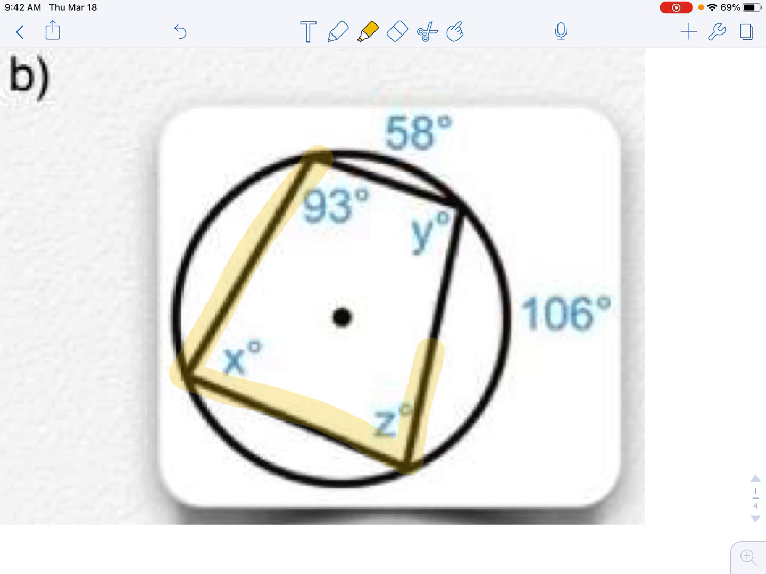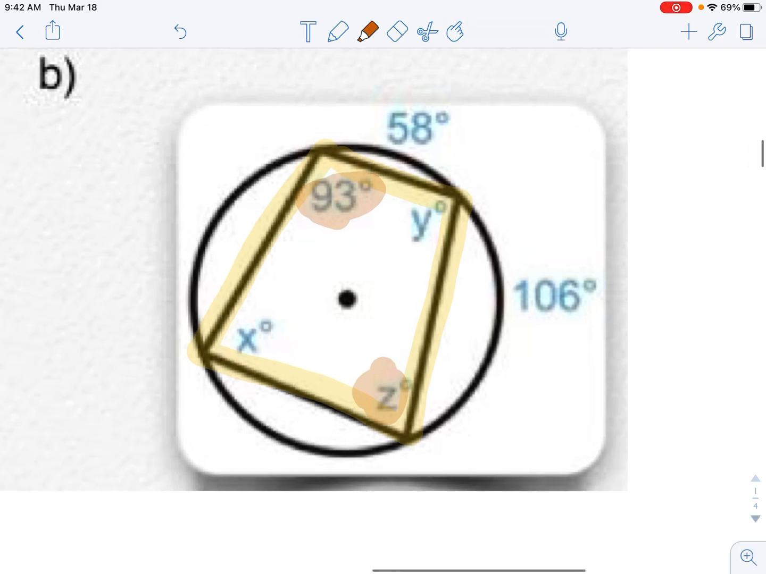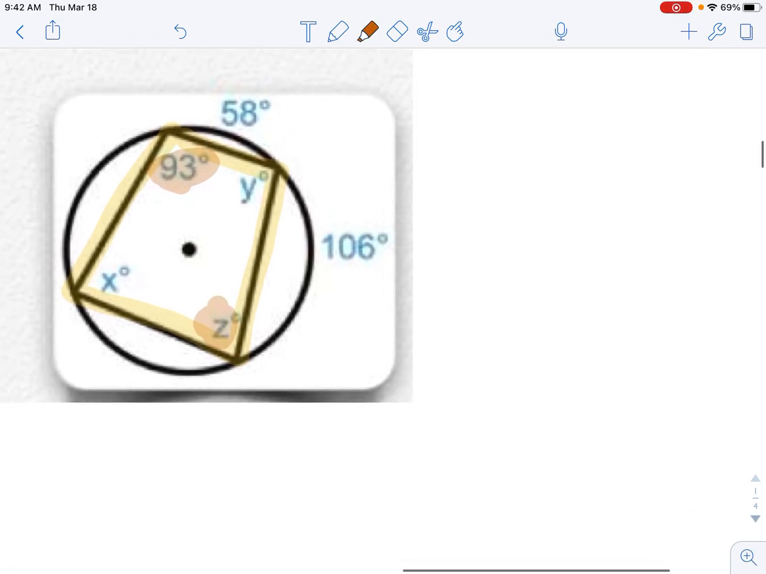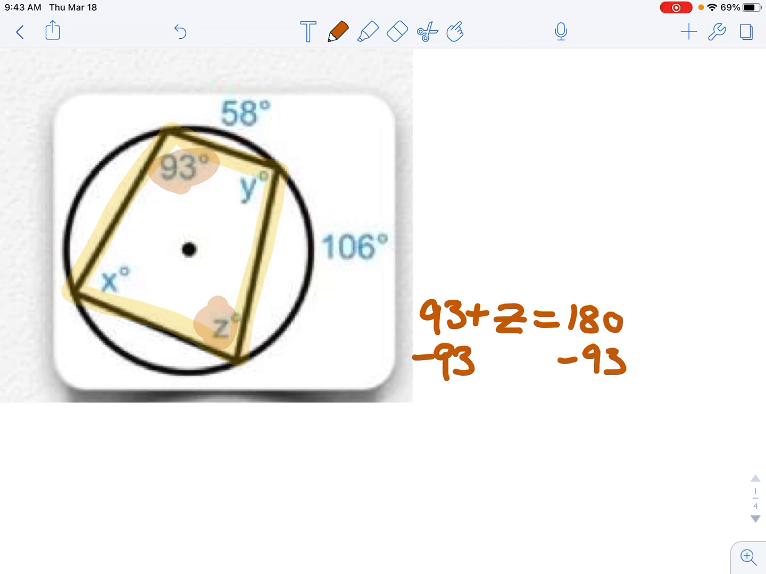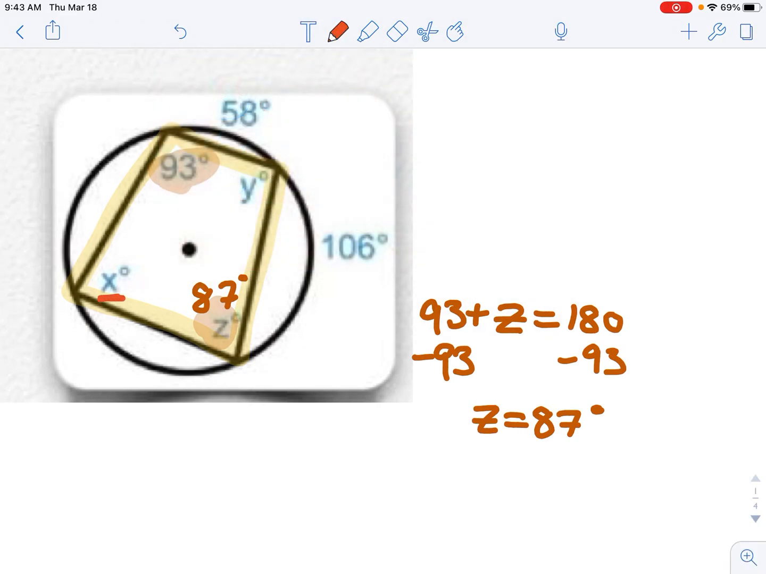Over here, now this one's a little bit more challenging, with a little bit more calculation. Let's focus on this inscribed quadrilateral. Z appears to be the easiest one first. To find Z, it's going to be 93 plus Z equals 180. Subtract 93, Z equals 87 degrees. Now X and Y, let's write this out but then talk about it. X and Y add up to 180, but we don't know X and we don't know Y, so it's impossible to find them both at the same time.